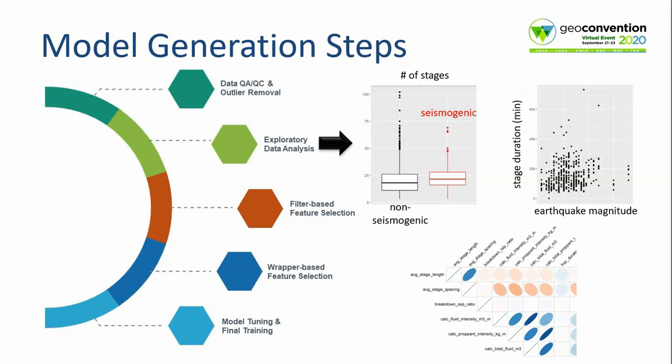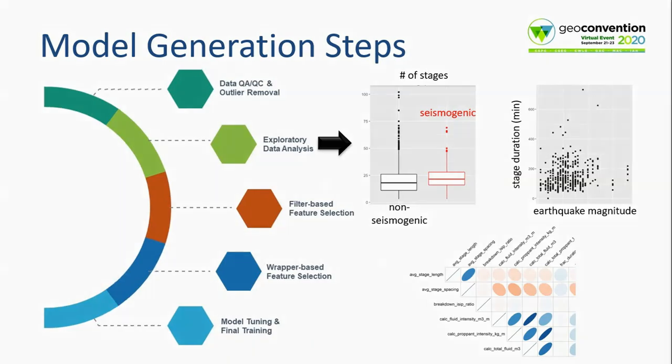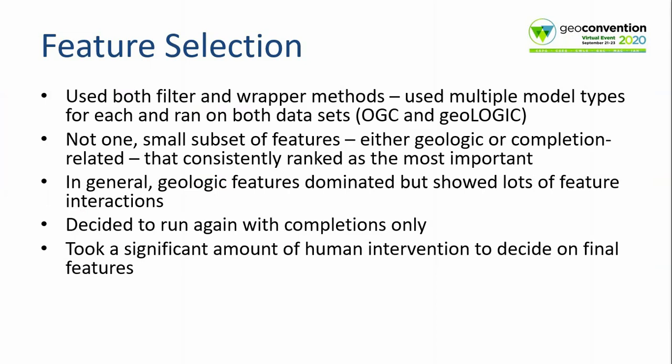I won't be commenting on the model tuning and training, but details will be included in our final report and hopefully some future publications or presentations. So for feature selection, we used both filter and wrapper methods. Filter methods apply external algorithms to measure the influence of each feature on the variance of the data. Wrapper methods iteratively assess model performance using random selection of features in order to determine the best set.